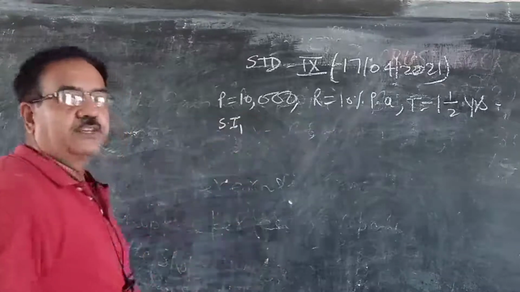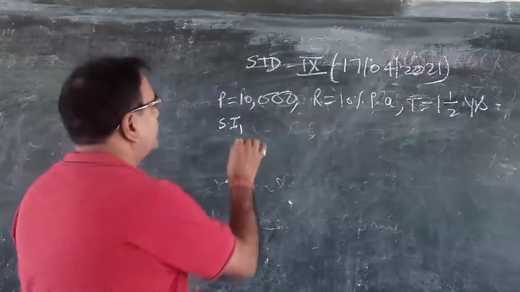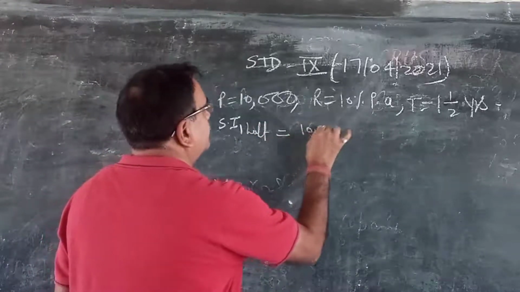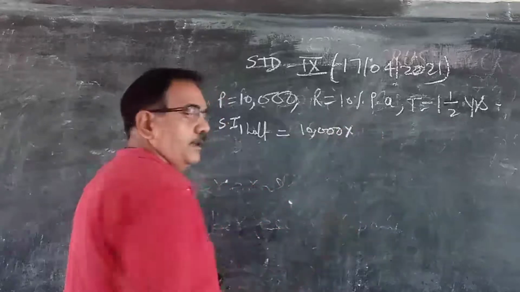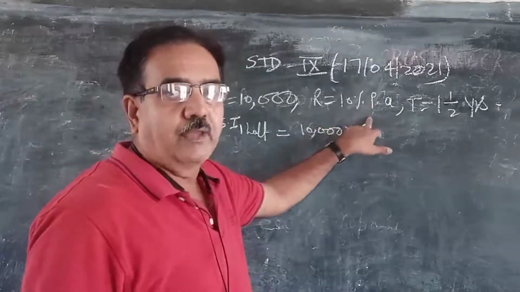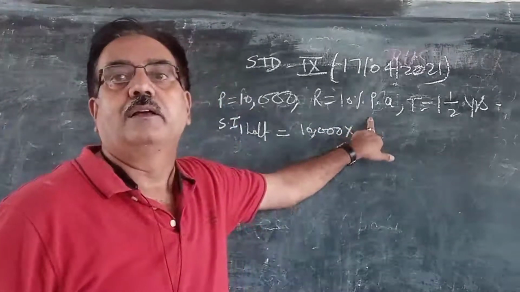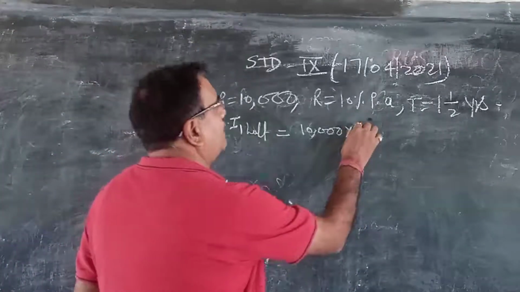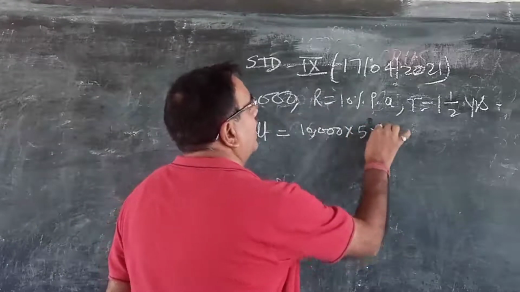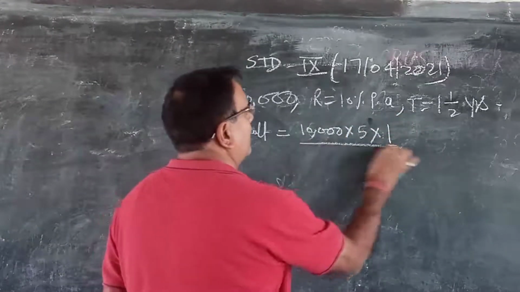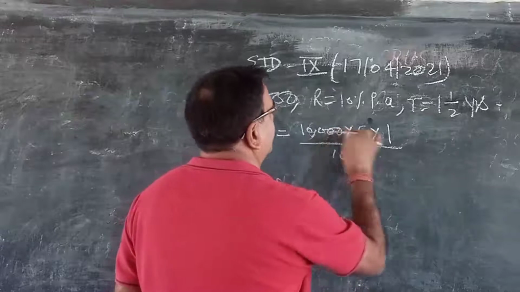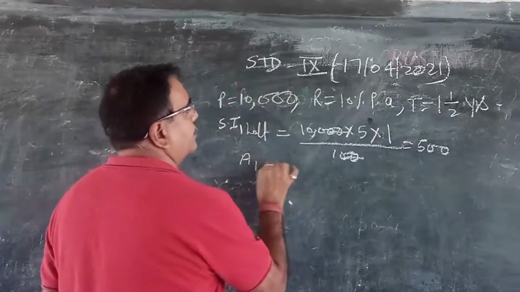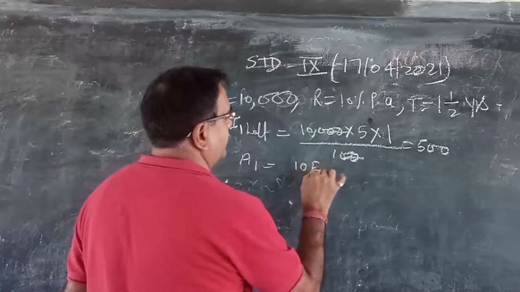SI1 means simple interest of the first half. The principal is 10,000. Rate: now rate is given per annum and we are going to calculate half yearly, so rate will be divided by 2. 10 by 2 means 5, and 1 half year time, 1 by 100. Cancel, that is 500. Now amount of the first half: 10,500.